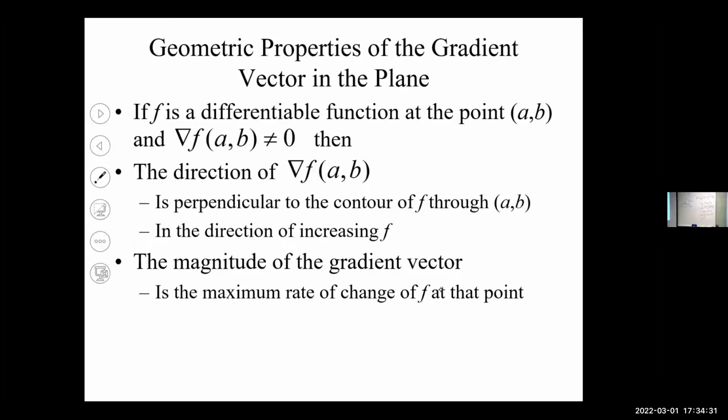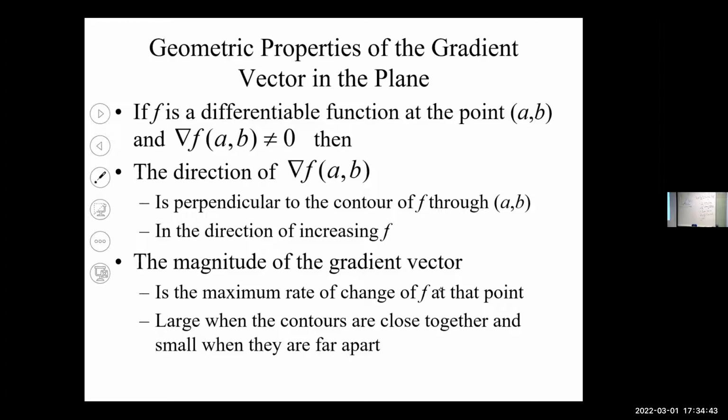The magnitude of the gradient is the maximum rate of change. That's it. So if you're ever asked to find the maximum rate of change of a multivariable function, you find the gradient and you find its maximum. Like we said before, it's large when contours are close together, the magnitude, small when they are far apart.